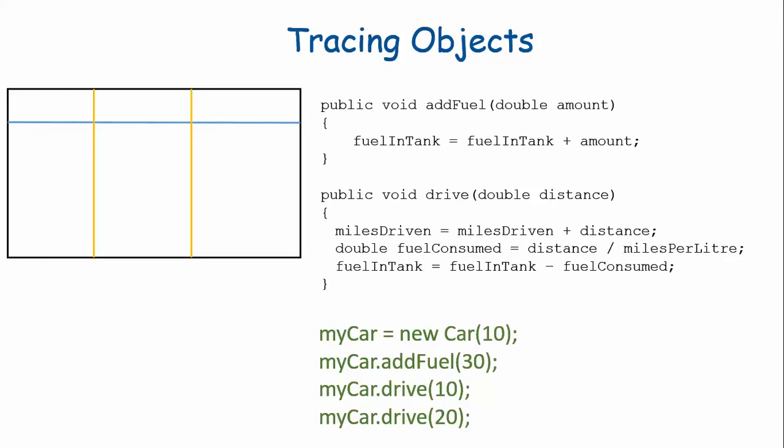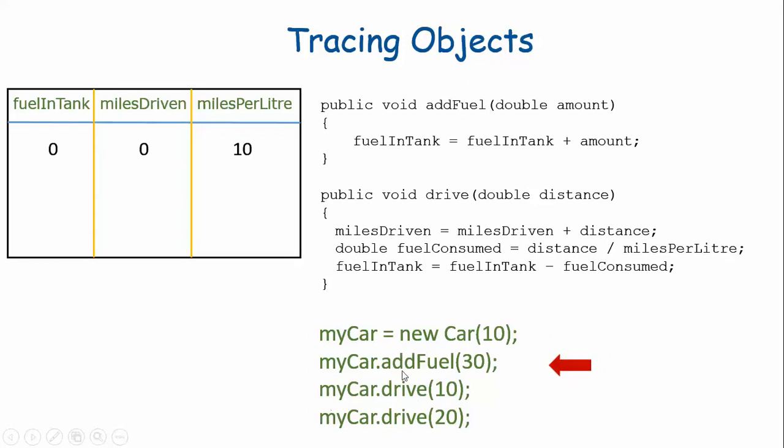Basically, we make these columns based on the number of variables that we want to analyze. So let us say the first step is that the car object is getting constructed, and this car class contains three instance variables: fuel in tank, miles driven, and miles per liter. These are the three columns for the three instance variables of my car class. When this constructor is called, the value that we pass as a parameter is the miles per liter. So the initialization done by the constructor is fuel in tank is 0, miles driven is 0, and miles per liter, as passed from the parameter, is 10. Let's move to the next step.